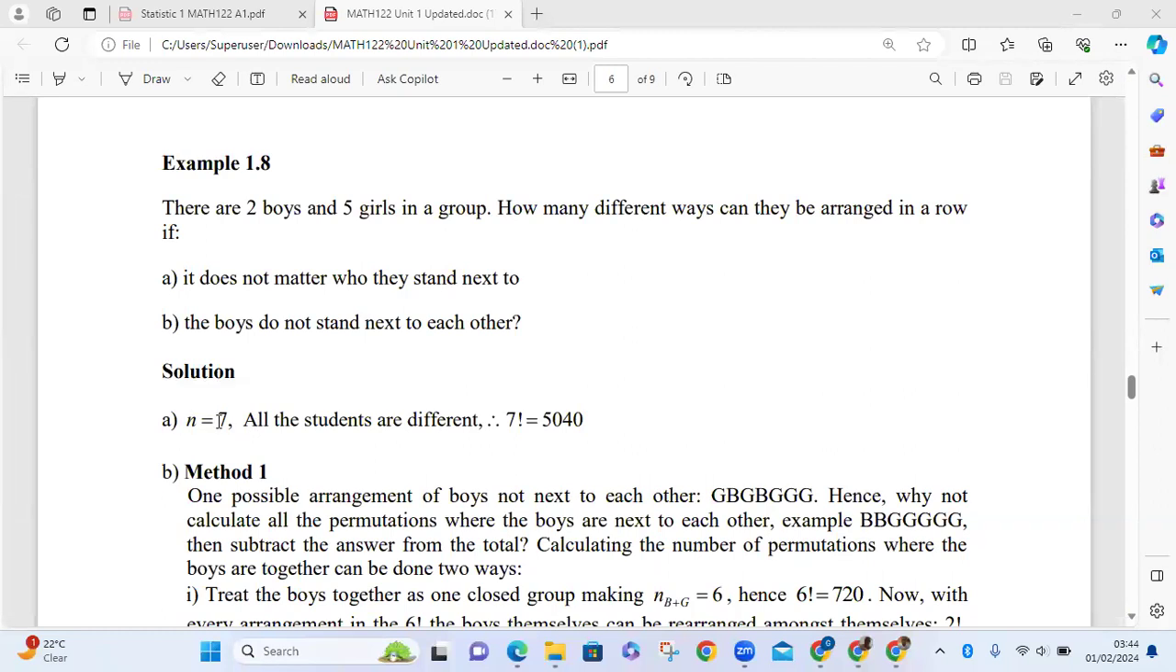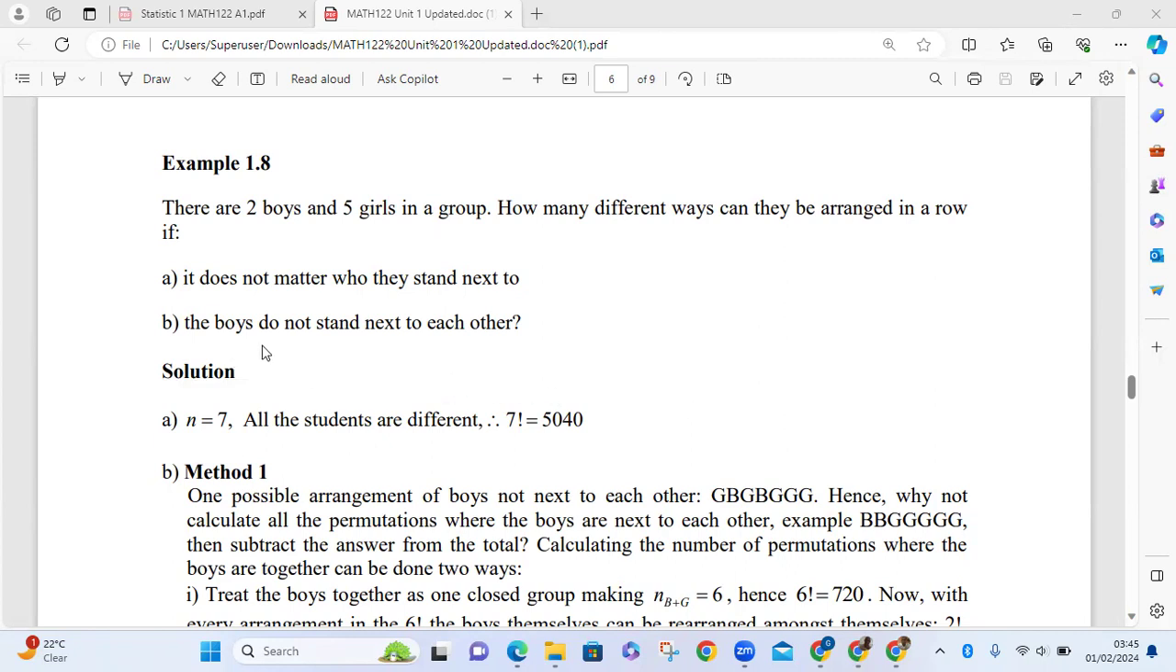So here's the solution for part A, pen and paper ready in hand. So all the students are different. So you have 7 distinct objects. So the total number of arrangements that you can make with all of them in a row is basically 7 factorial, which is 5,040. And again, since you are arranging all 7, that's 7 times 6 times 5 times 4 times 3 times 2 times 1.